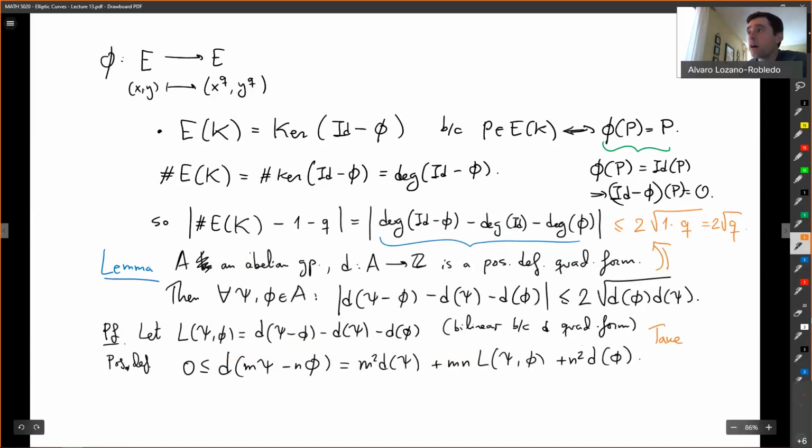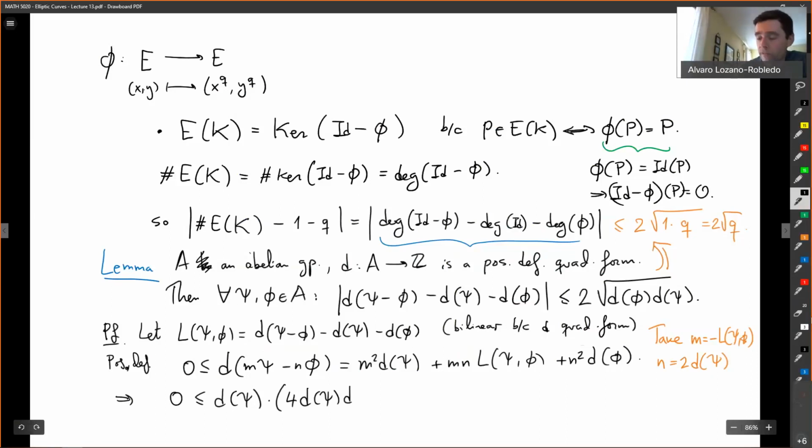This is for any m and n. I'm going to take m to be minus L of psi phi, and I'm going to take n to be 2 times d of psi, and this yields that 0 is less or equal to d of psi times 4 d of psi d of phi minus L psi phi squared. I'm not going to do it out, but if you put in that m and that value of n, this is what comes out.